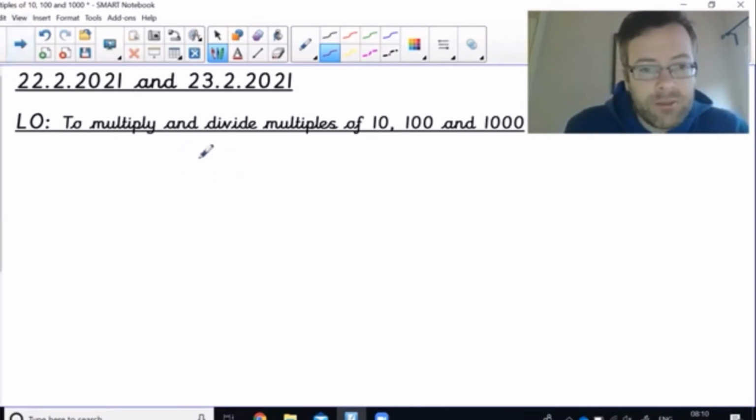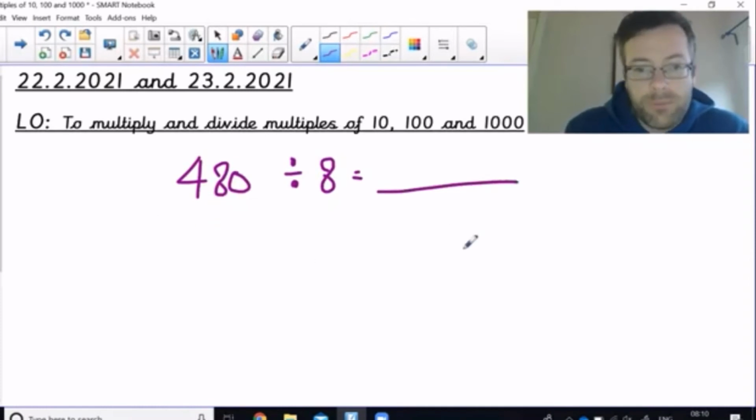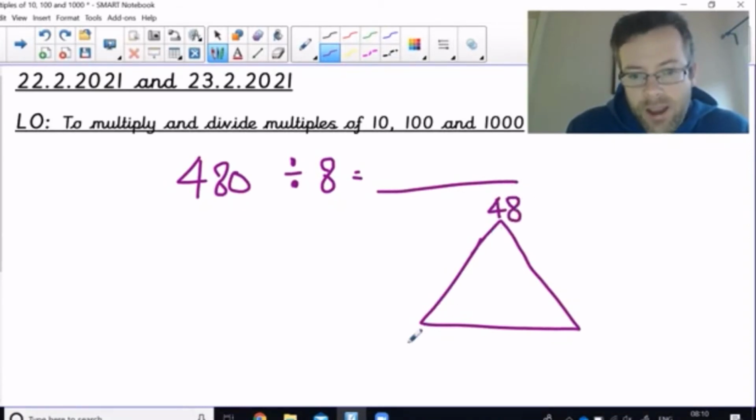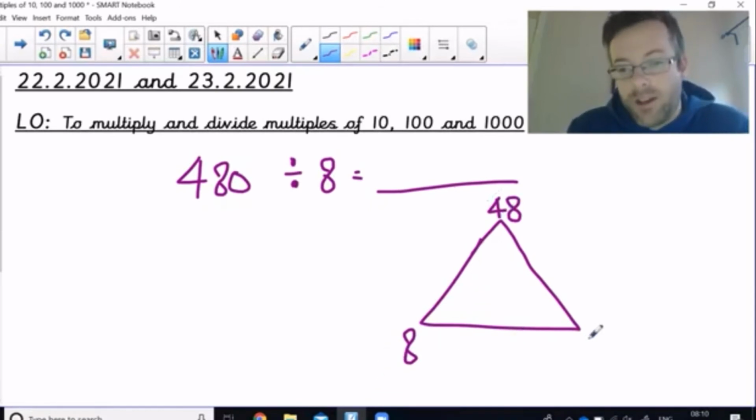So let's say I've got something like 480 divided by 8 equals something. So I know that 8 goes into 48. So what I'm actually going to do is 48 divided by 8 equals something, because these two multiplied together will then get, or this one divided by this gives that, or this one divided by this gives that. So 48 divided by 8 I know is 6.